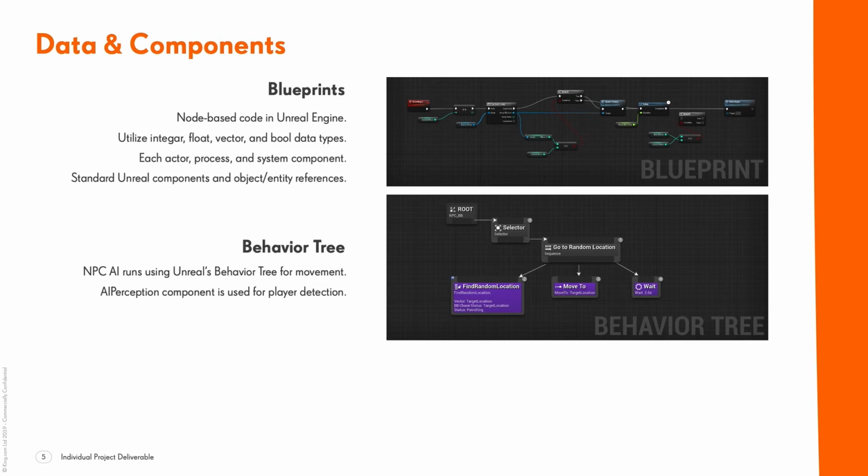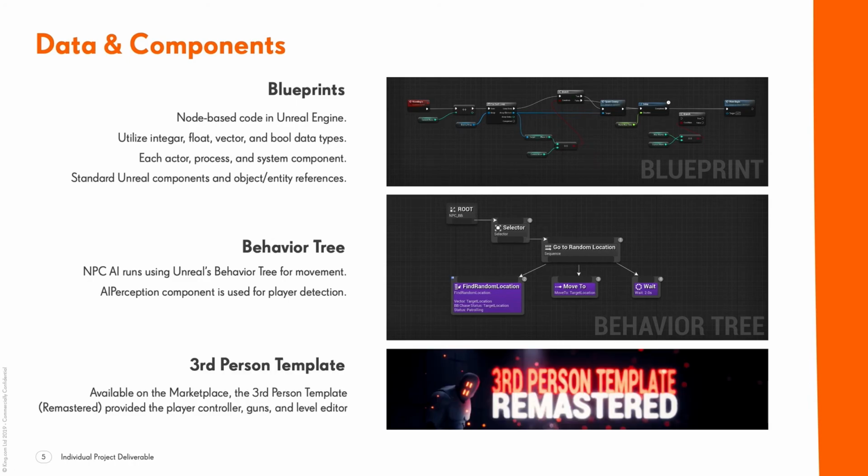This was unfortunately not utilized in the project completely, but I would imagine that using the AIPerception, we could also have detection of the player and have some kind of attack movement or response from NPCs to attack the player, to make it a little more exciting as a complete game loop. We're also using the third-person template from the marketplace, which provided the necessary player controller, guns, and the editor to create the level layout.